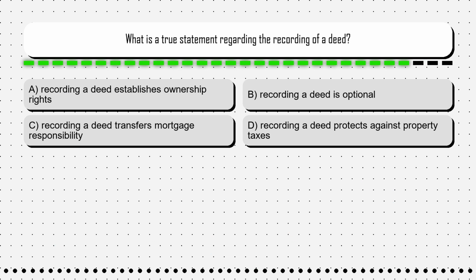Question 12. What is a true statement regarding the recording of a deed? Option A, recording a deed establishes ownership rights. Option B, recording a deed is optional. Option C, recording a deed transfers mortgage responsibility. Option D, recording a deed protects against property taxes.